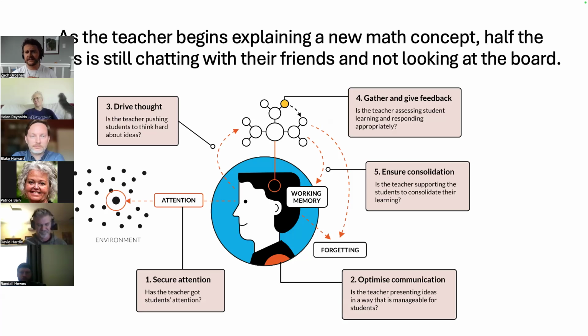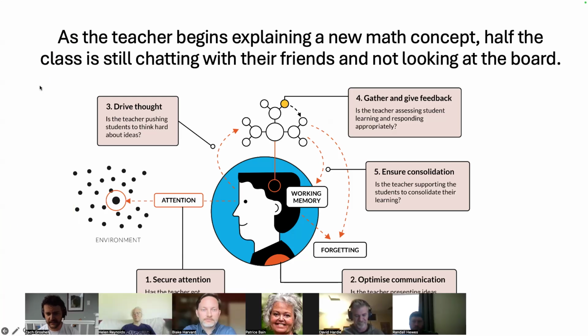So, the scenario is as the teacher begins explaining a new math concept, half the class is still chatting with their friends and not looking at the board. Which of these persistent problems on your screen are we referring to? Go ahead and put it in. And we're all correct. We're 100%. Don't we feel good, right?